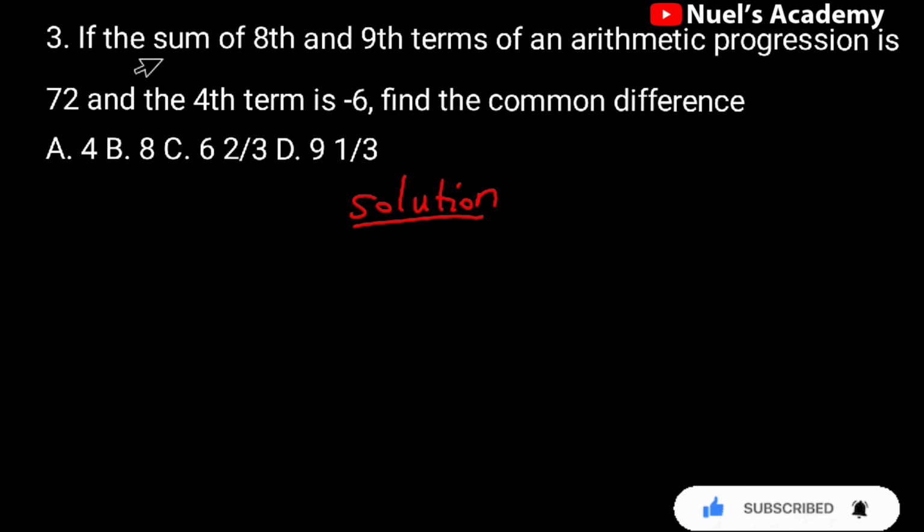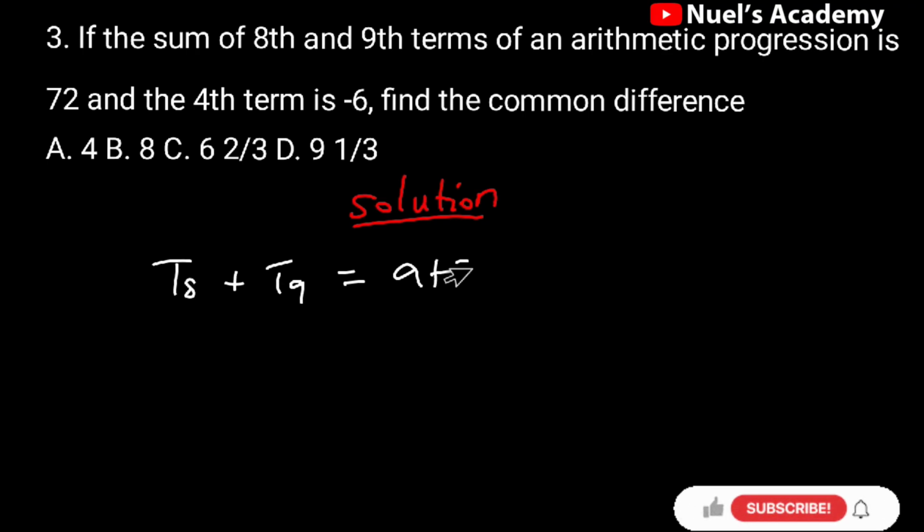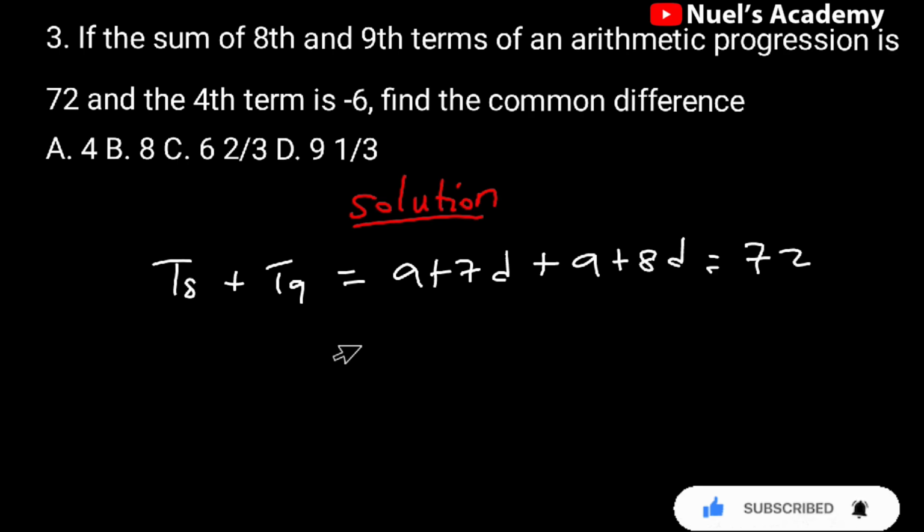From the question, if the sum of the 8th and 9th terms of an arithmetic progression is 72. So let's write the sum of the 8th term and 9th term. The 8th term is a plus 7d, plus the 9th term, which is a plus 8d. Now this is equal to 72, right? And then the fourth term is equal to negative 6. So the fourth term, t4, which is a plus 3d, is equal to minus 6.